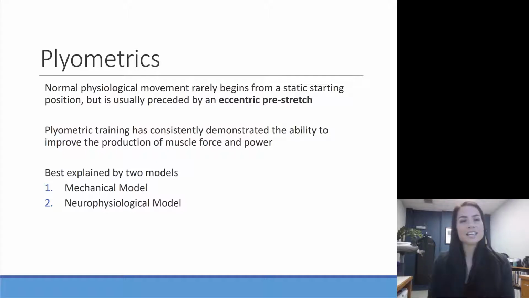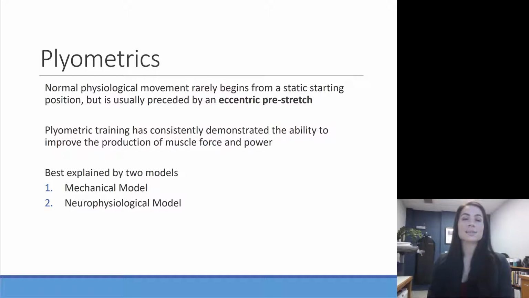So with plyometrics, normal physiological movement rarely begins from a static starting position. So what we really need to work on is our eccentric pre-stretch, right? That's usually where our movement starts. And so that's the whole foundation of plyometric training, is saying we don't usually start from this static position. Usually we need some sort of eccentric pre-stretch before we engage in some sort of movement pattern. And so let's go ahead and train that movement pattern. Let's train that eccentric pre-stretch.